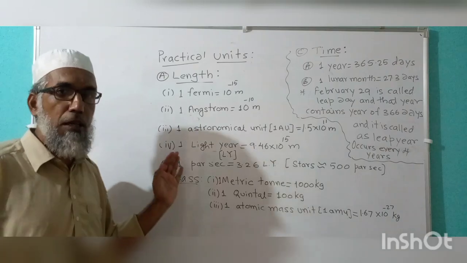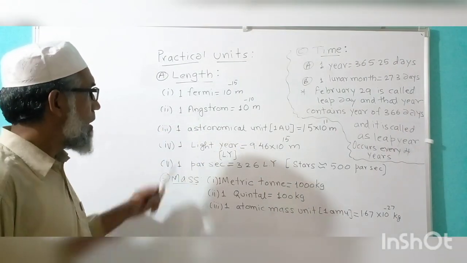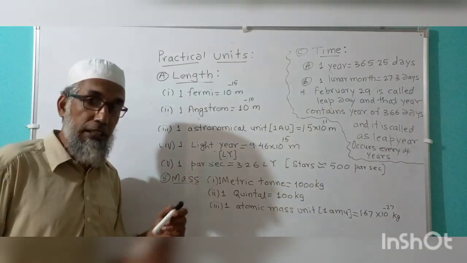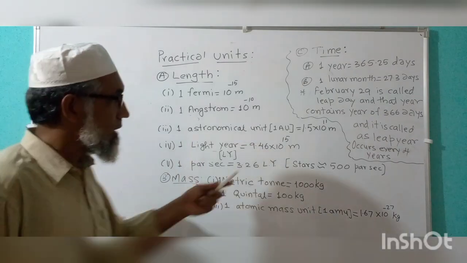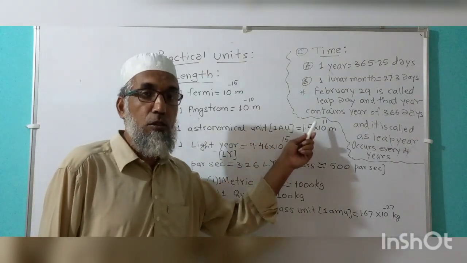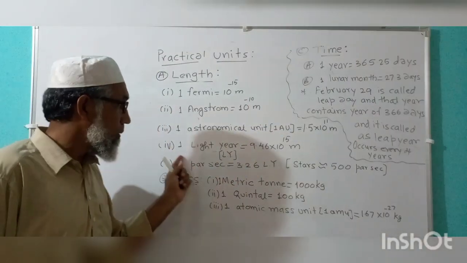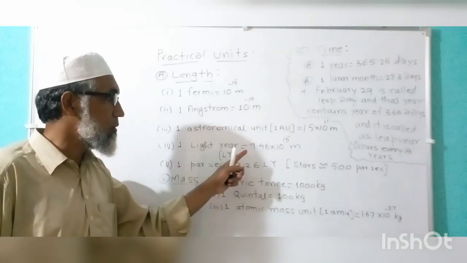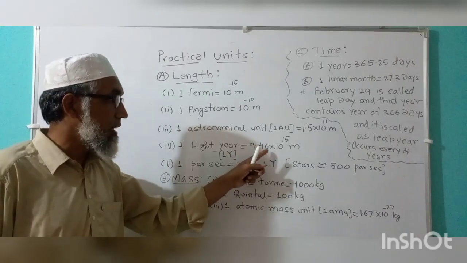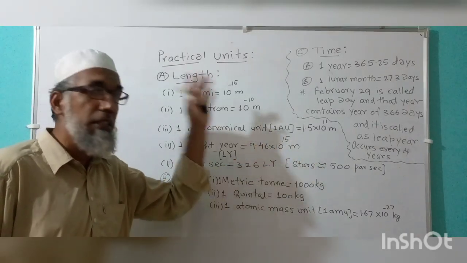Now we are talking about big units. One astronomical unit, AU, is equal to 1.5 into 10 to the power of 11 meter. One light year is equal to 9.46 into 10 to the power of 15 meter.